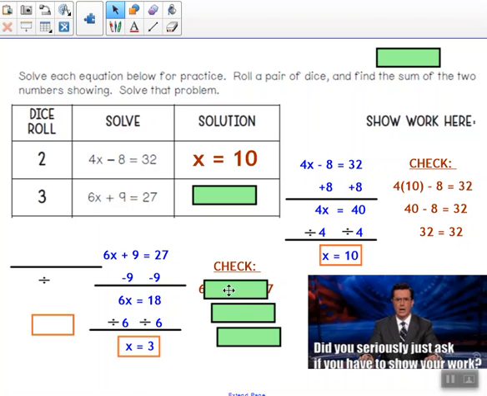So let's check it. 6 times 3 plus 9, well, that would be 18 plus 9. And that is 27, all right? I know you're seriously wondering, do we have to show all these steps here? The answer is yes, you want to, you need to, you should, all right? Just get in the practice and the habit of that.